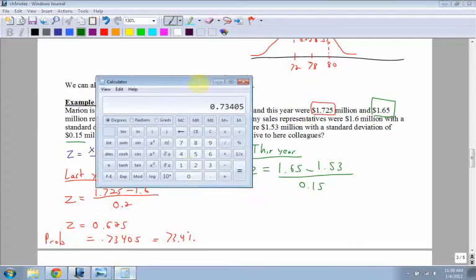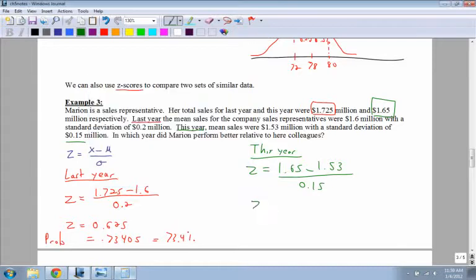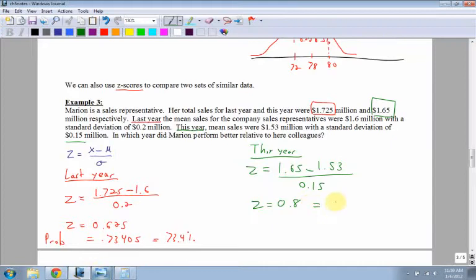Same thing, I just go in the calculator: 1.65 minus my 1.53, I divide that by my 0.15, and I get a z value, much easier, of 0.8. So my z value equals 0.8. I go on my z table, I find 0.8 is 0.7881. That's her probability, which is 78.81%.